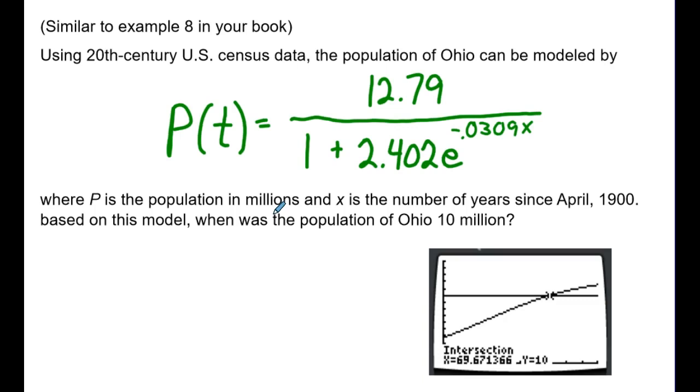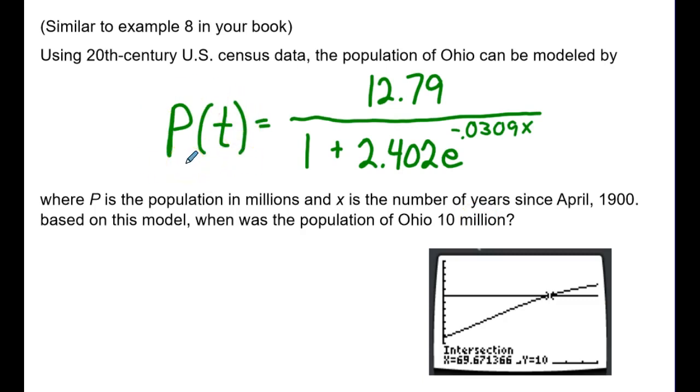Technically, we could solve this algebraically. It becomes a lot more difficult to solve this algebraically, but it is possible, and that's something we can go through in class. Since we're looking for when the population was 10 million, x is what we're trying to solve for, the number of years since 1900 when the population was 10 million. So we would set our equation equal to 10 million.